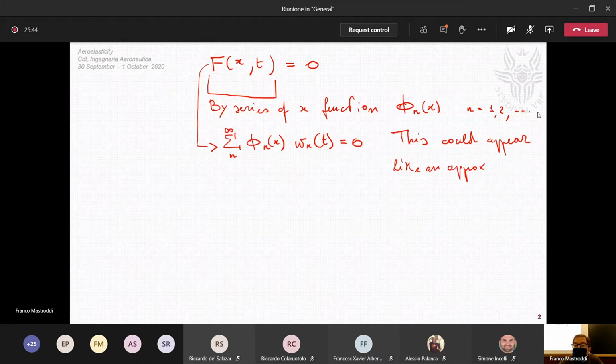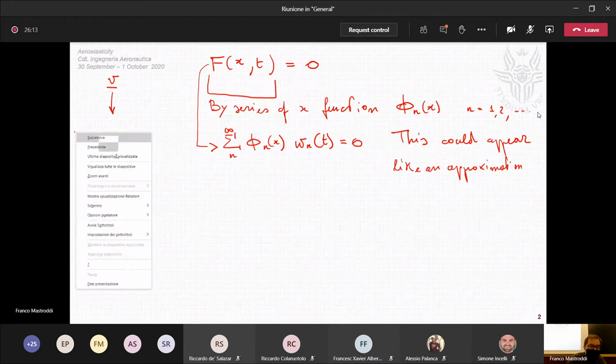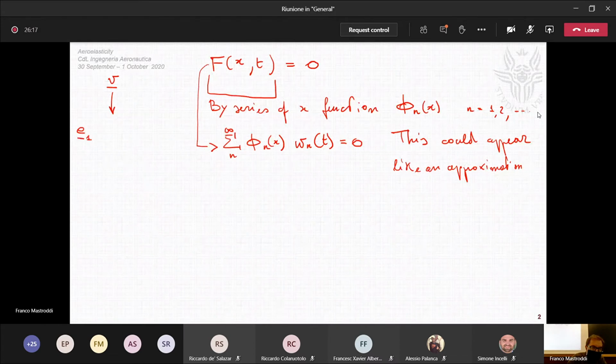Thank you. Okay. This position could appear like an approximation because nobody will be able to guarantee to you that you can do this. But look at the parallel with the vector. If you have a vector, can you represent this vector as a base component multiplied by a component v1, plus another base component by a component v2, plus a third base component by component v3? Can you do this? The answer is yes, you can, but you must be sure that the basis vectors are independent. Okay? Yes.